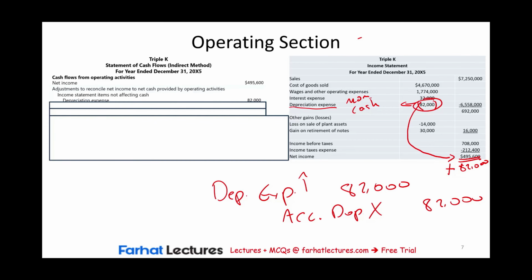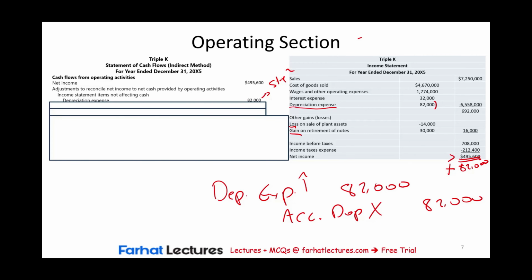Therefore, what I do is I take my 495,600 and I add my depreciation expense. If there are other non-cash expenses, such as amortization expense, I also will do the same thing. Now, that's step 2. Step 3, if you have what I told you to have, is look for losses and gains.